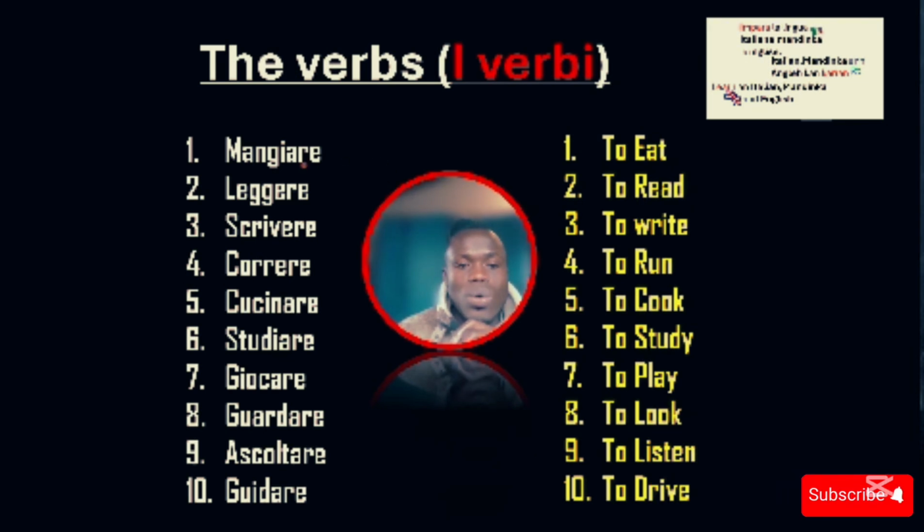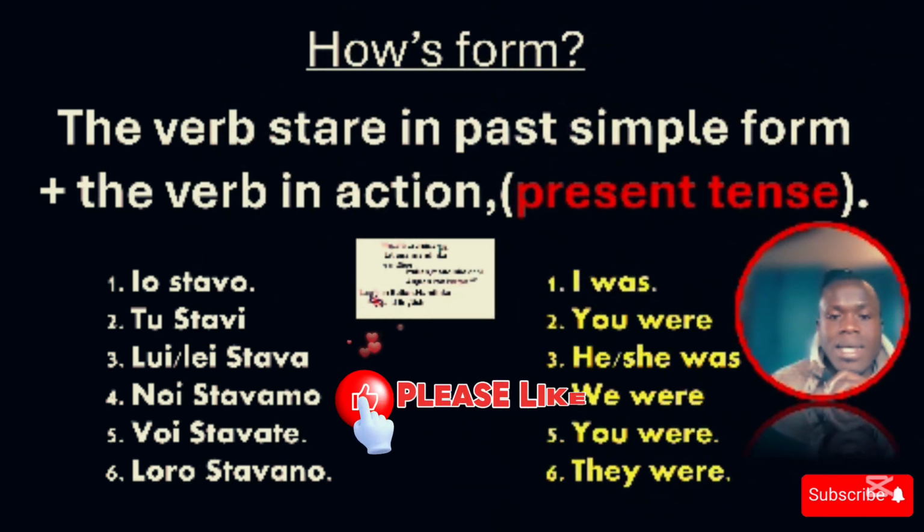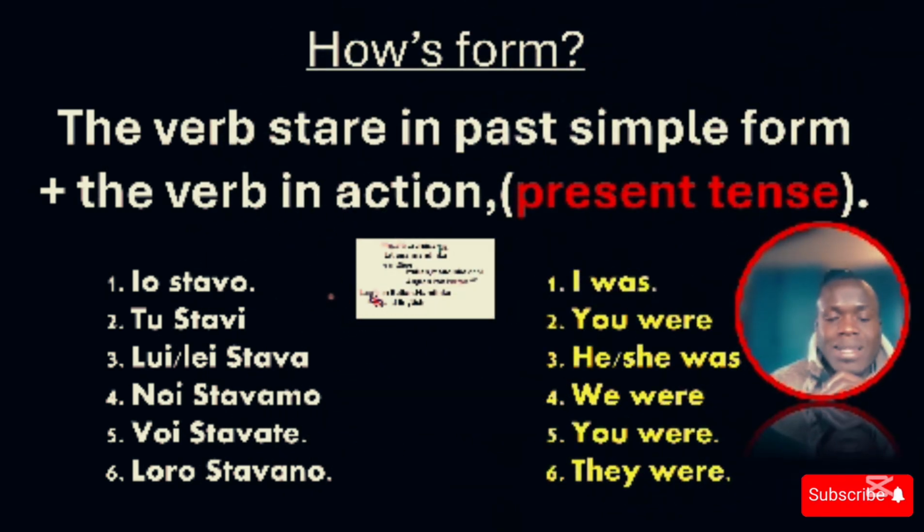Now, I have already let you know the meaning of these verbs in the Italian language. Now, we are coming to learn how to conjugate or form the simple continuous past tense in the Italian language. Okay, now how to form these phrases or sentences. You have to conjugate the verb stare, which means the verb to be, in the past simple form, plus the verb in action, which means the verb you are actually doing, in the present tense form.